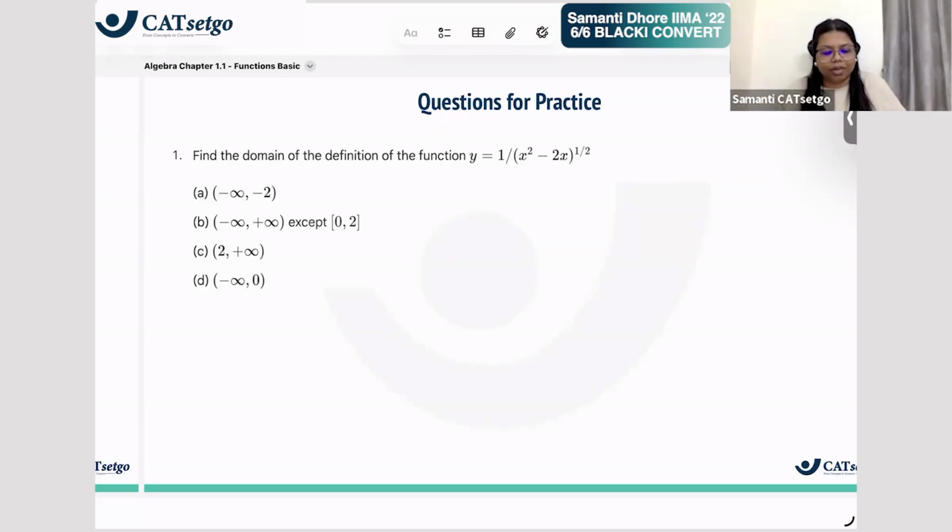First question was find the domain. ये आया क्या किसी को? Could you do this one? Which option is correct? Very good, very good. So I have different answers from all of you. So let us do it together.